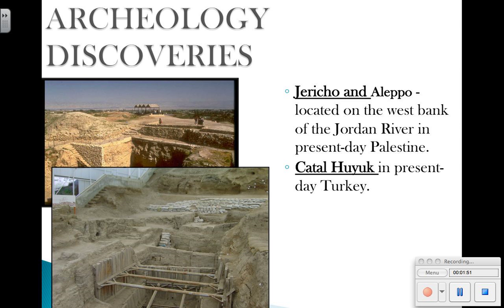Three early archaeological sites that you should be able to recognize are Jericho, Aleppo, and Catalhoyuk. Jericho and Aleppo are on the Jordan River in present-day Palestine, and Catalhoyuk is in present-day Turkey. Quite honestly, for the SOL, as long as you can identify these three as early archaeological dig sites, you should be in pretty good shape.